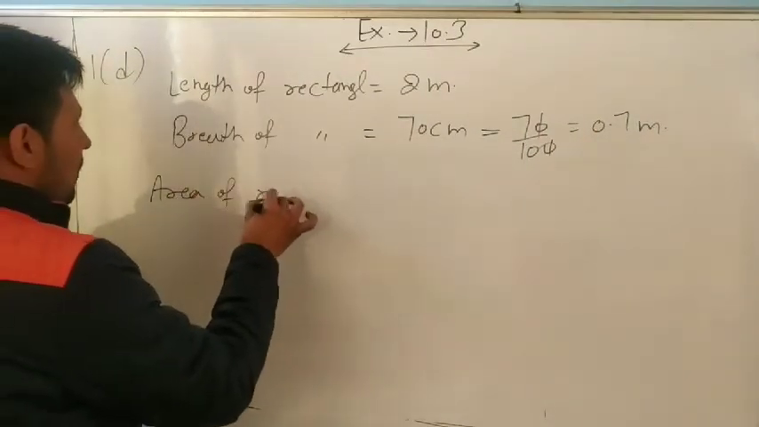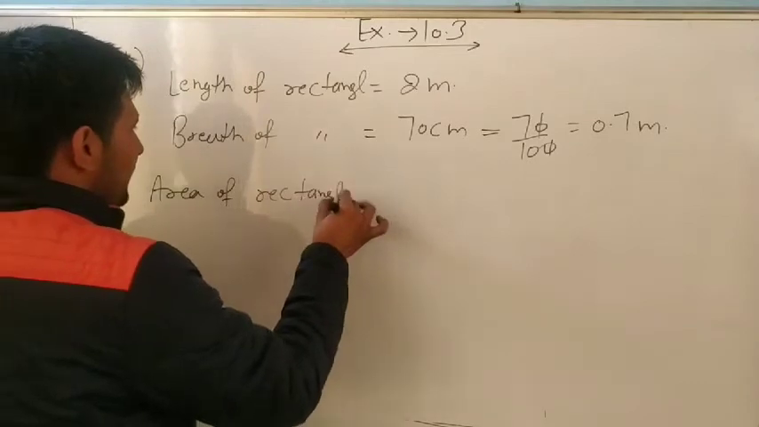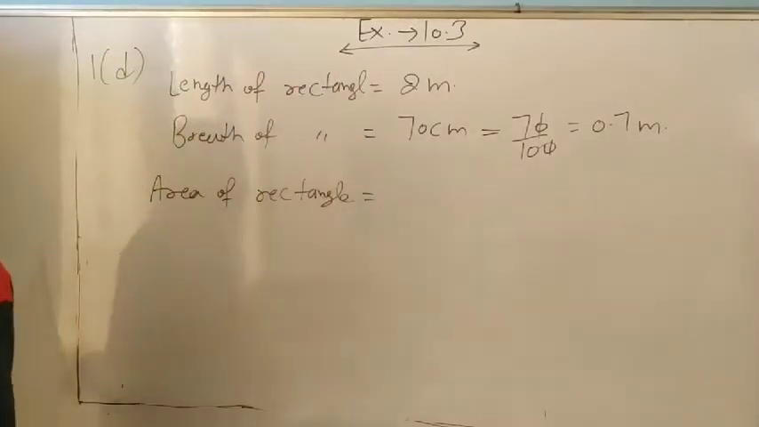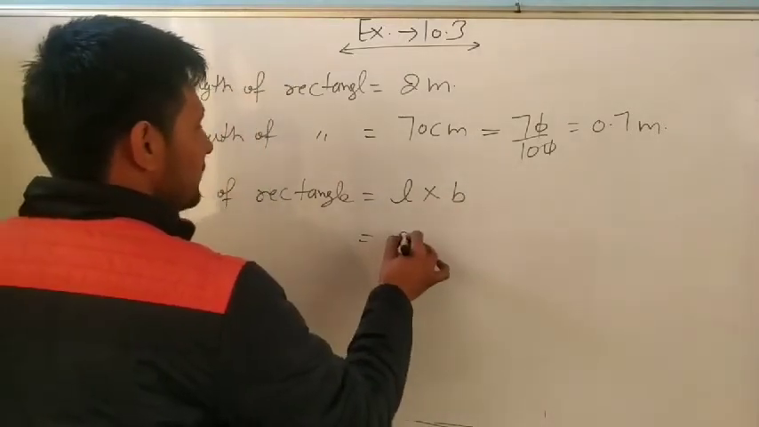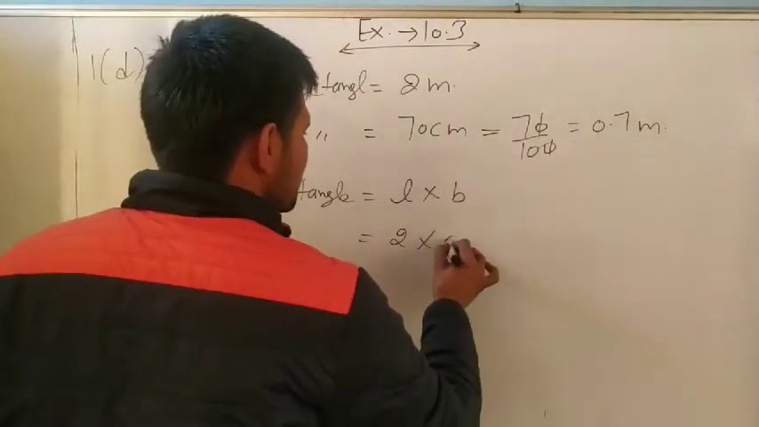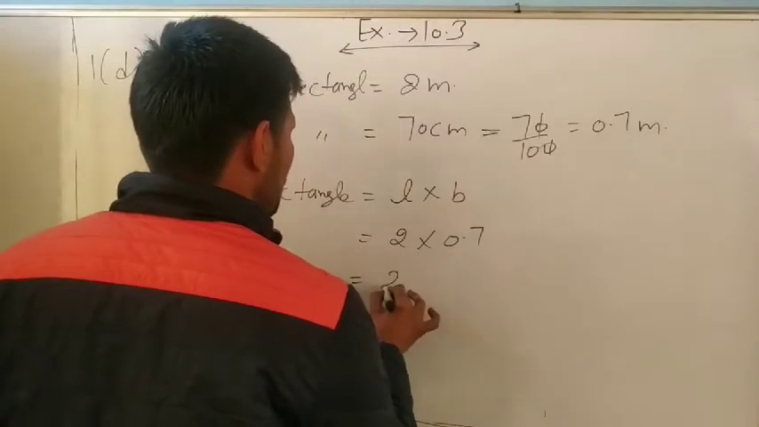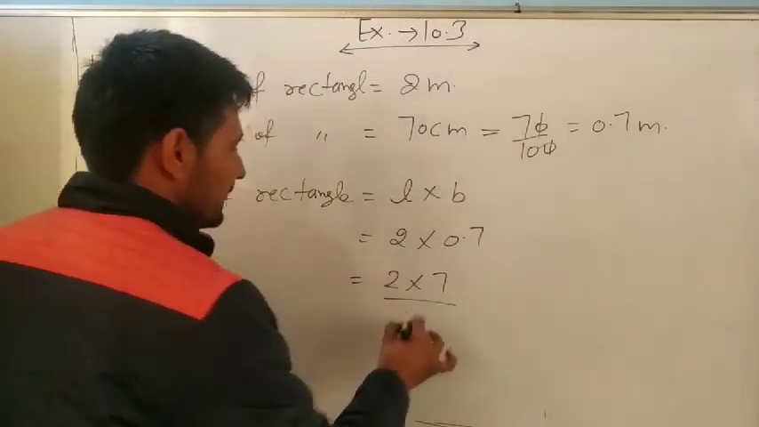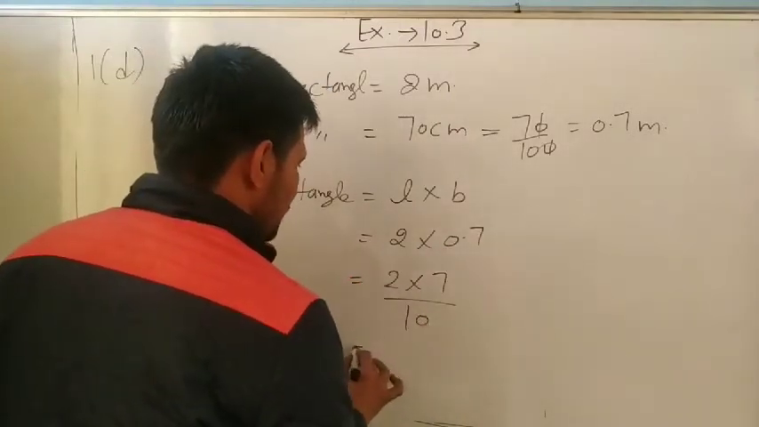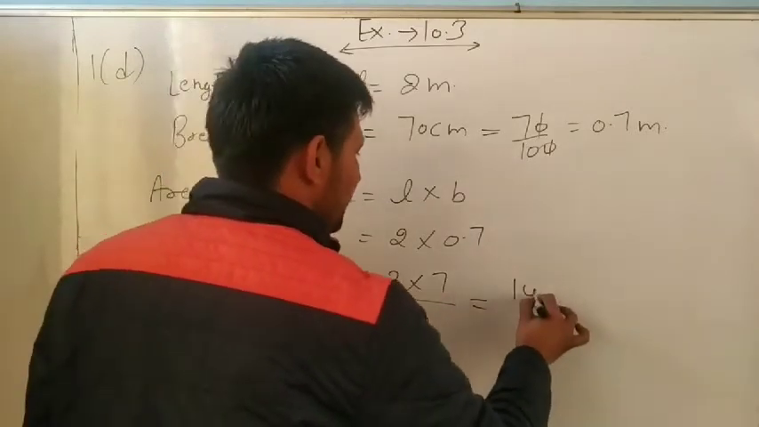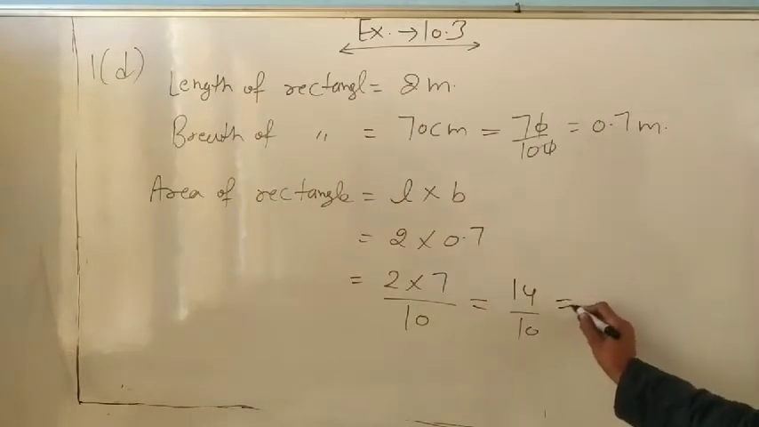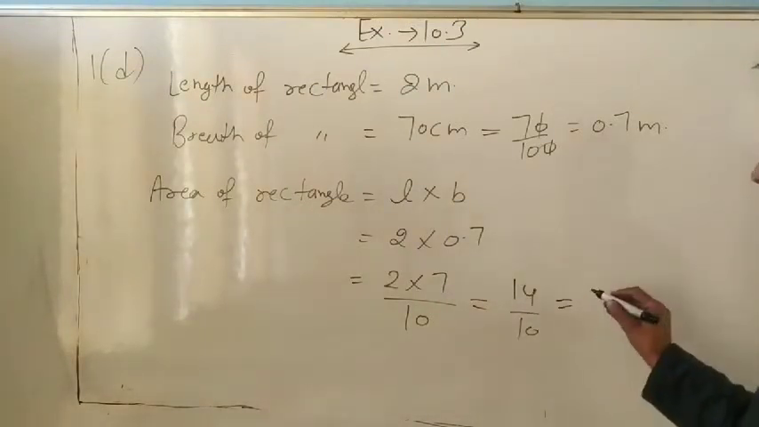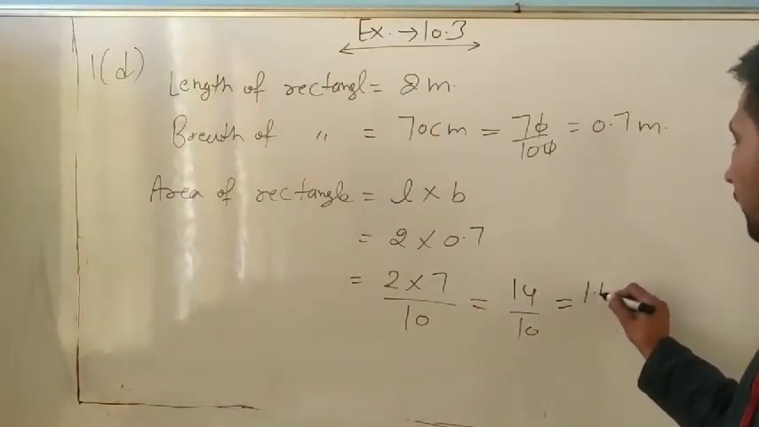Area of rectangle, I already told you. Formula: length into breadth. Length is 2, breadth is 0.7. How will you do? First we remove the decimal. 2 into 7, 14. 14 by 10. How many 0 in the denominator? 1. So after the decimal 1, it is 1.4.